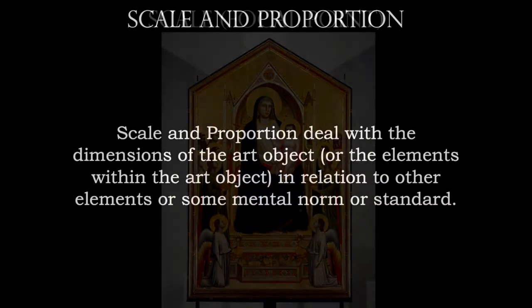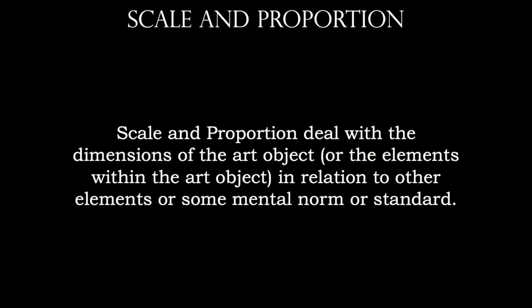But today we're going to talk about scale in terms of proportion. They deal with the dimensions of the art object itself, or the elements within the art object, in relation to other elements or some mental norm or standard. And I know that was kind of a dense definition, but when we look at the examples, we're going to be able to see how this plays out.